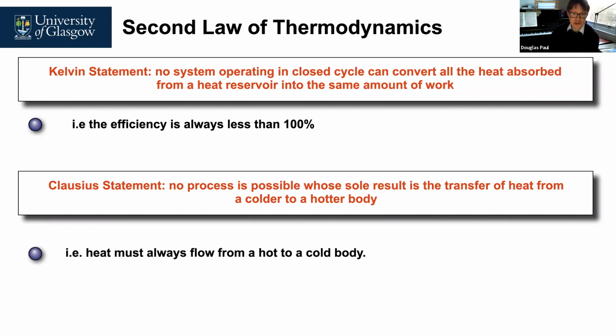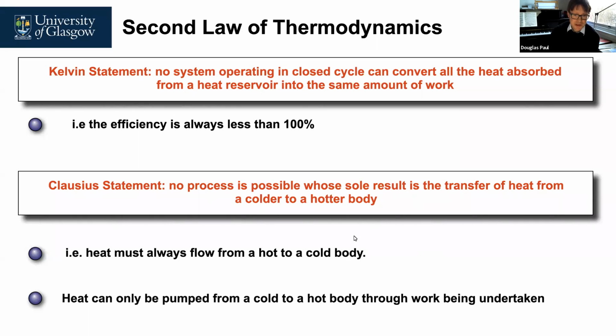Now, in fact, Kelvin later showed that both statements are thermodynamically identical, but they're basically saying the same thing using different thermodynamic parameters that you can convert between each other. Now, the other thing that the Clausius statement tells us is heat can only be pumped from a cold to a hot body if we undertake work. So if we undertake work in a system, it means the efficiency is going to be less than 100%.